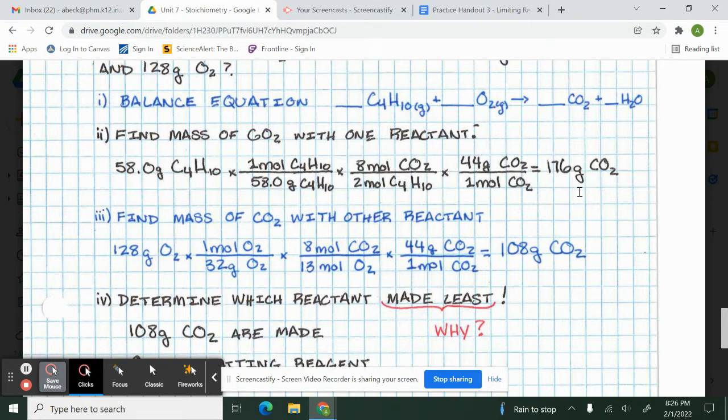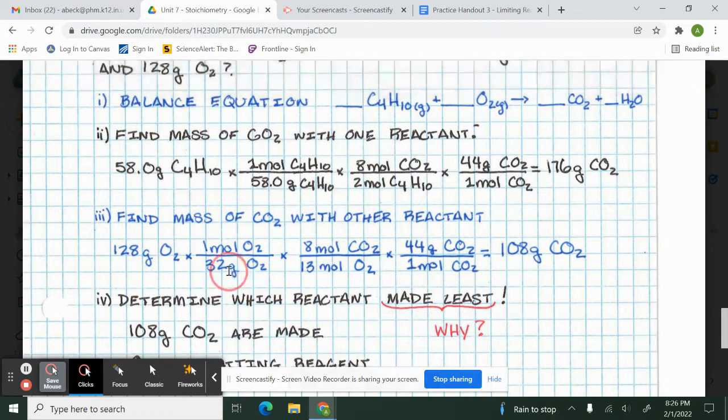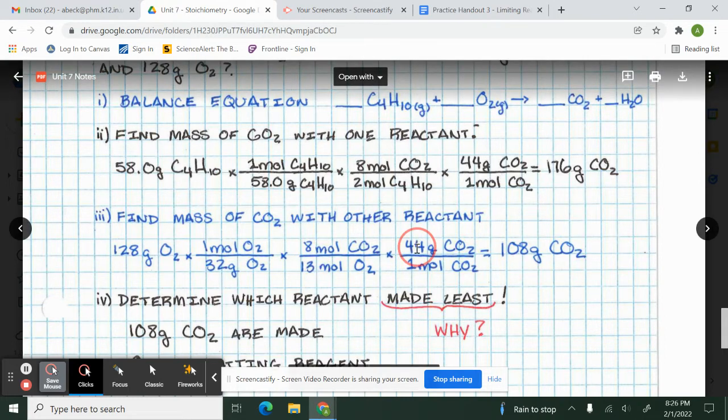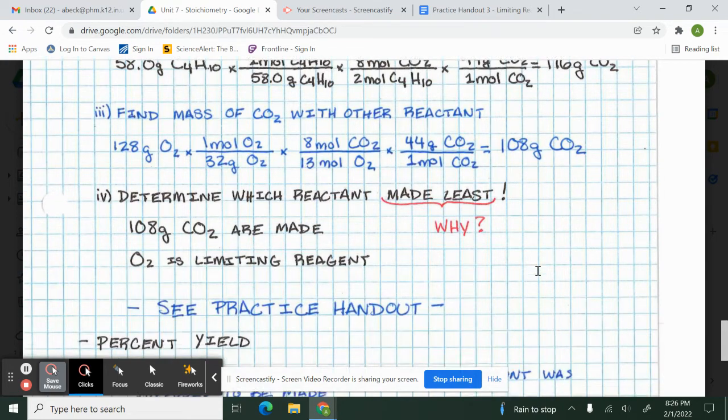This is the stoichiometry we've been doing. There's nothing different. It's the 7.2 assignment. It's the same thing. Then we're going to do the same thing, but we're going to do it with oxygen this time. So you can see I got 128 grams of O2, 32 grams is the molar mass of O2. There's 8 moles of CO2 for 13 moles of oxygen, 44 grams of CO2 per 1 mole, and we get 108 grams of CO2. All right.